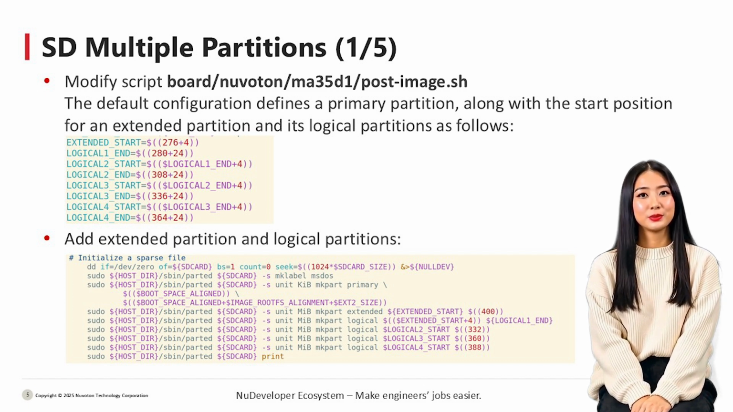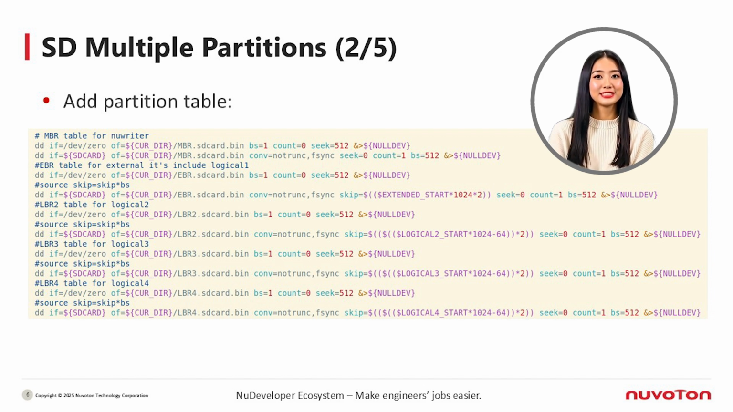When creating the extended and logical partitions after the primary partition, ensure that the starting address of the first logical partition is offset by 4 megabytes from the starting address of the extended partition. After creating the partition, it is necessary to add the corresponding partition table. Locate the appropriate section in the file to create the partition table file and generate a new partition information file. For the first logical partition, it is combined with the extended partition.